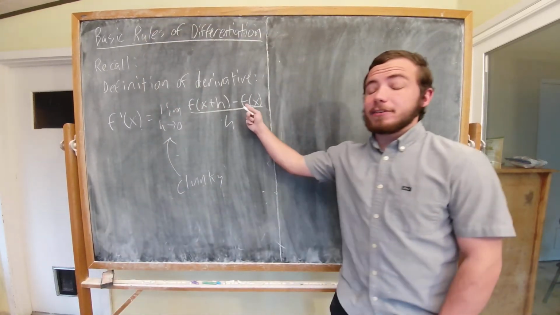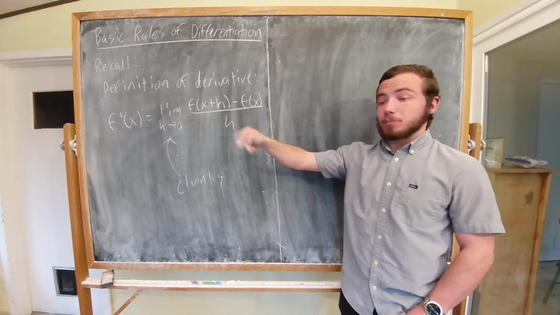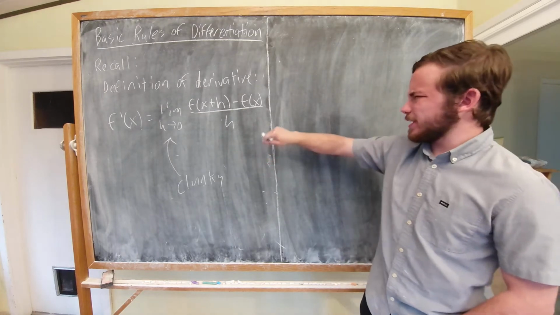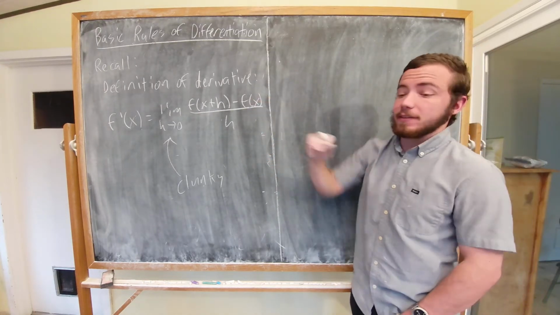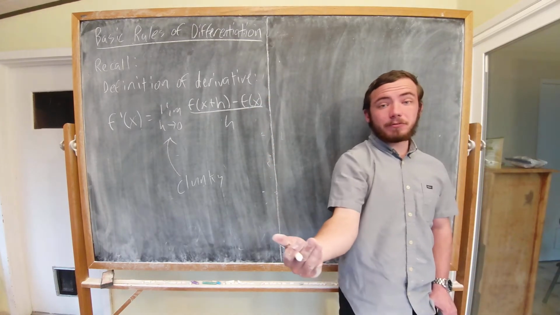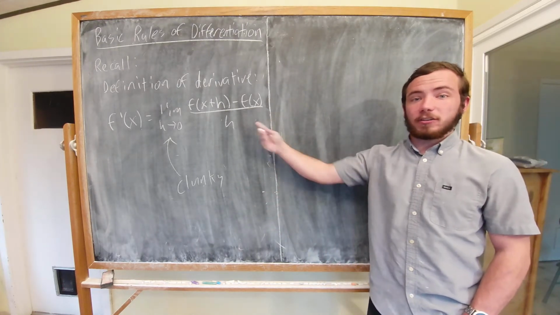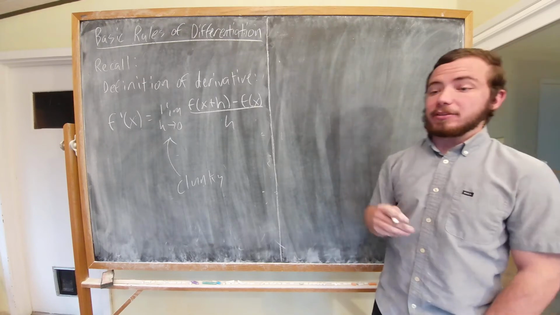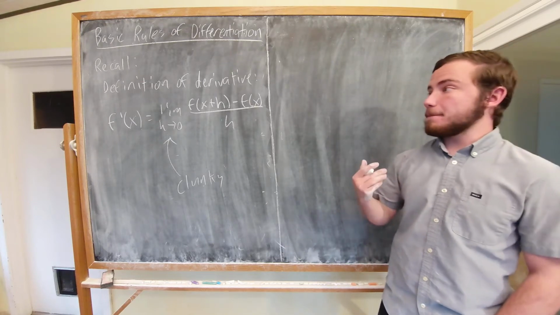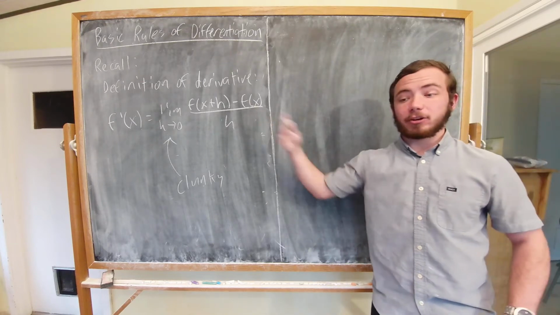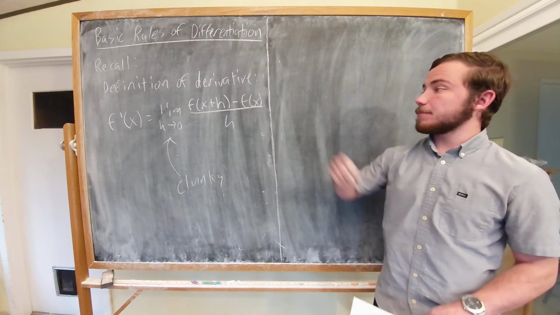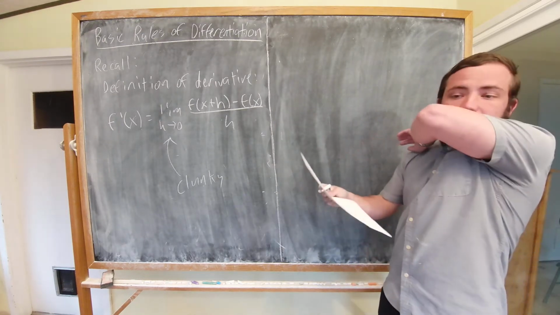So this is a great definition for theory. Anytime you want to prove something about a derivative, really, you use this definition. But this isn't a proofs course. This is an introductory calculus course. So we're going to make our lives a lot easier and start talking about some rules for differentiation that make things simpler, just like how we have our limit laws that make computing limits simpler.